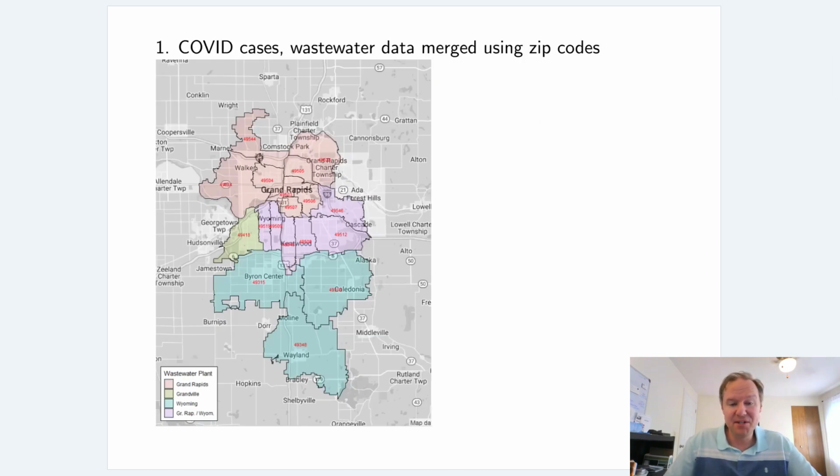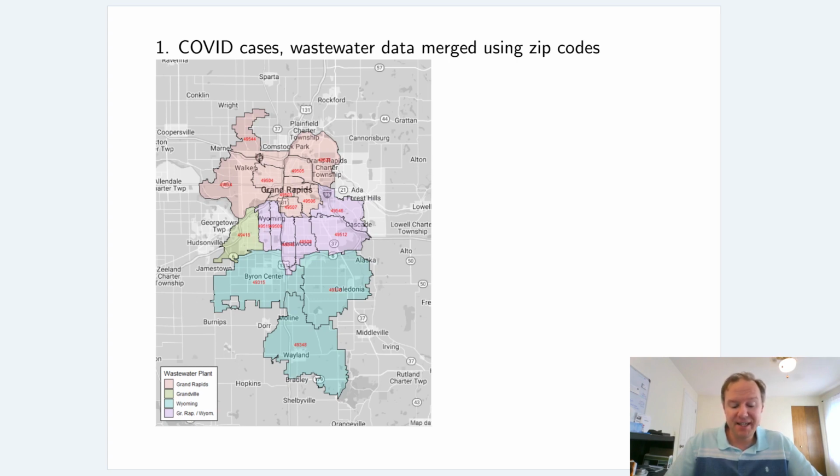Thanks to a grant from the Michigan Department of Health and Human Services, we've been collecting biweekly samples from wastewater treatment plants in the Grand Rapids area since June 2021. Here we focus on plants serving Grand Rapids itself, along with 2 suburbs, Granville and Wyoming. The map here shows the zip codes included in the sewer shed for each plant. We used these zip codes to connect the population above ground to the subterranean wastewater.